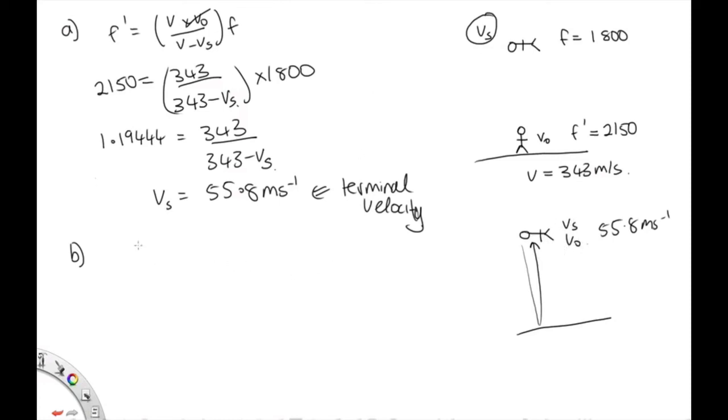So substituting in, we've got F dash is equal to (V plus V naught), they're moving towards each other, so that's 343 plus 55.8 over 343 minus 55.8, as the source is moving towards the observer. Okay, and then we times that by the original frequency, which is the 1,800. Solving that on the calculator, you end up with 2,500 hertz.